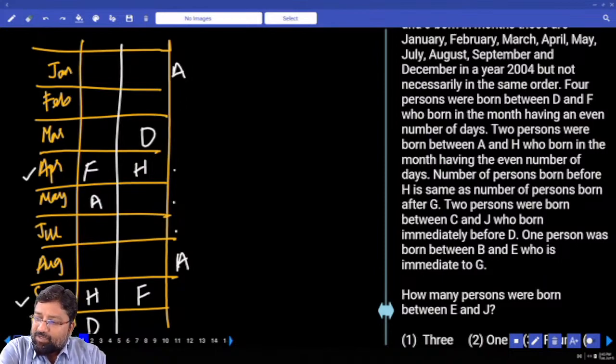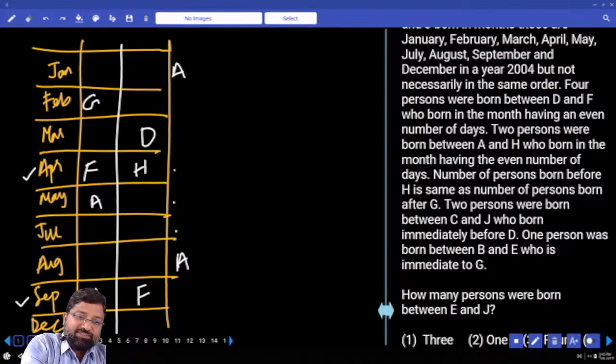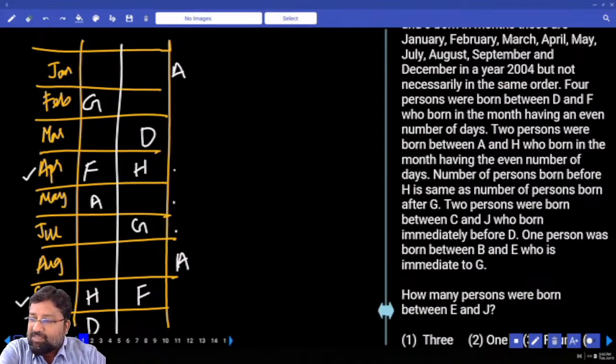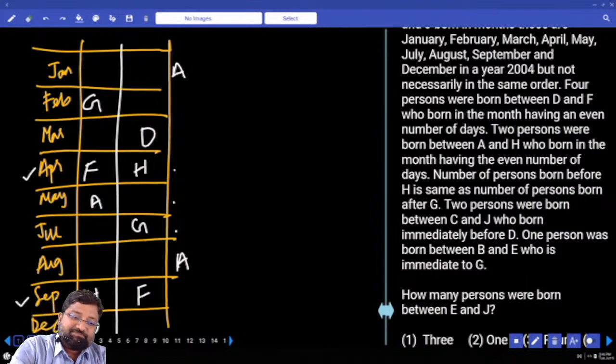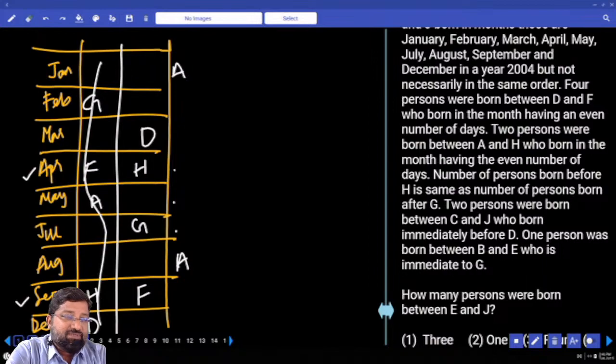Next line. Number of persons born before H is same as the number of persons born after G. Before H, after G. Second from bottom, second from top will be G. 1, 2, 3, 4, fourth from top, 1, 2, 3, 4, fourth from bottom will be G. Clear? Next, 2 persons were born between C and J. J was born immediately before D. Who was born immediately before D? J. And in the first case, it is H who is immediately before D.